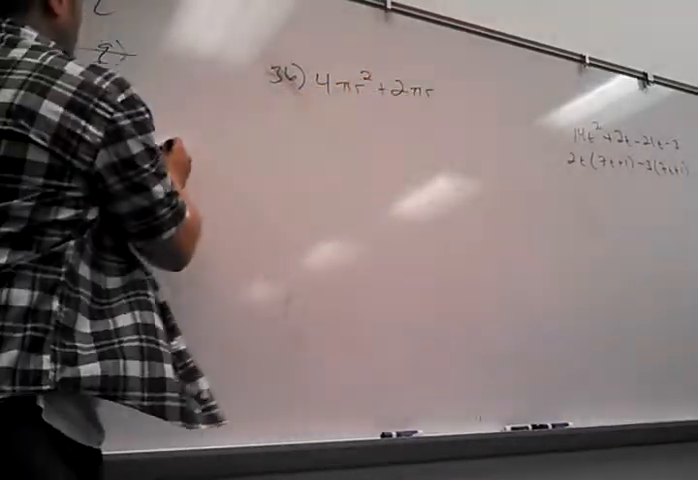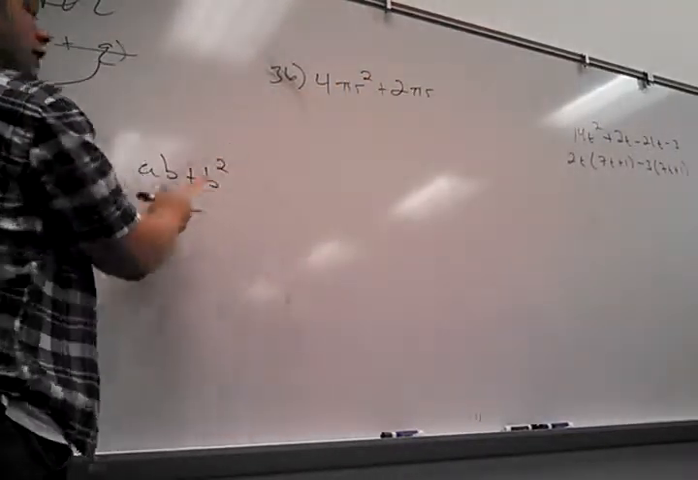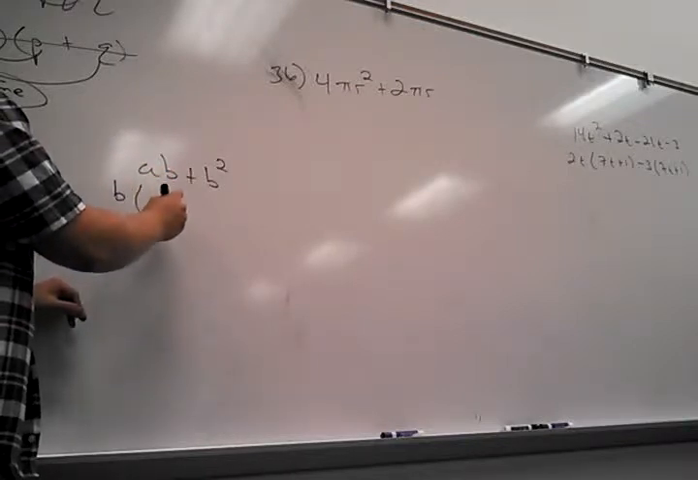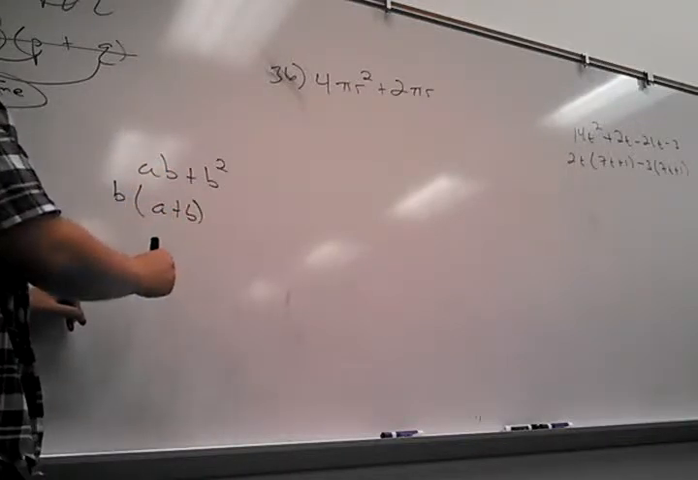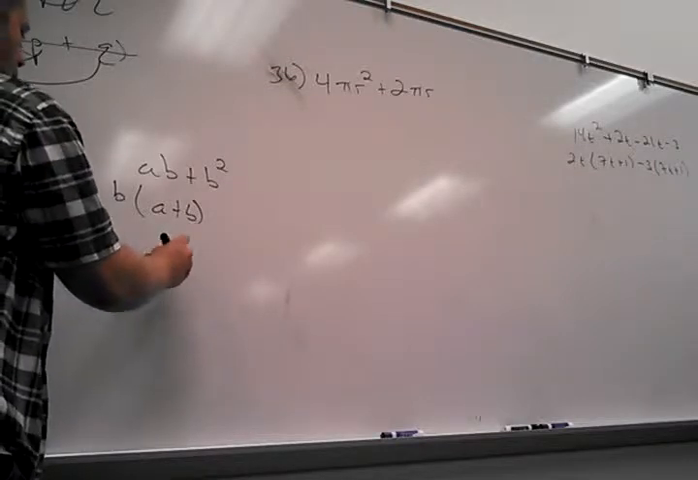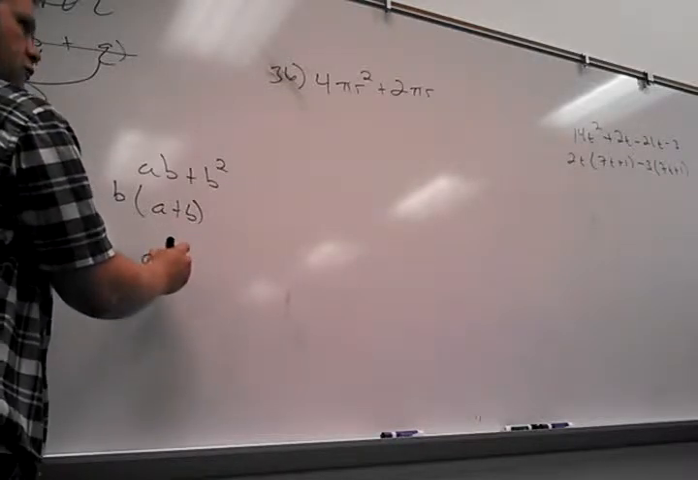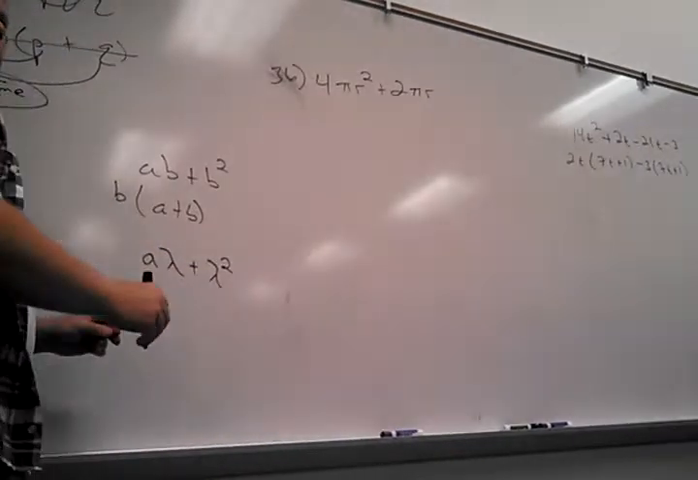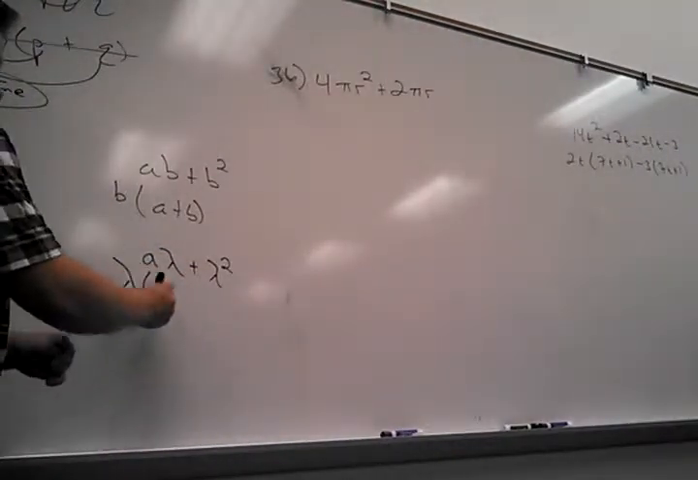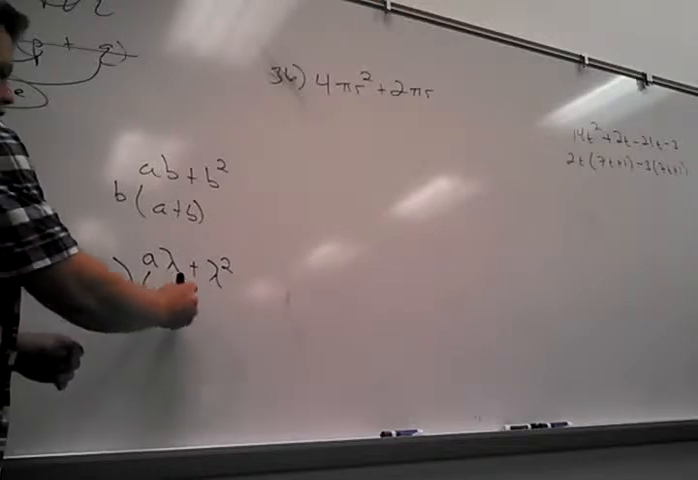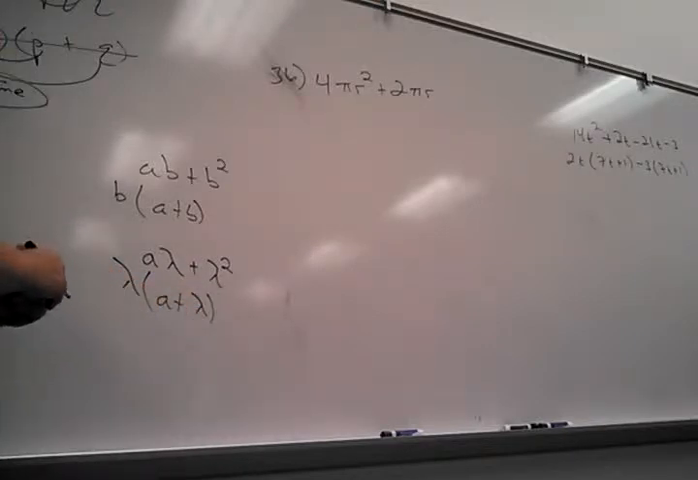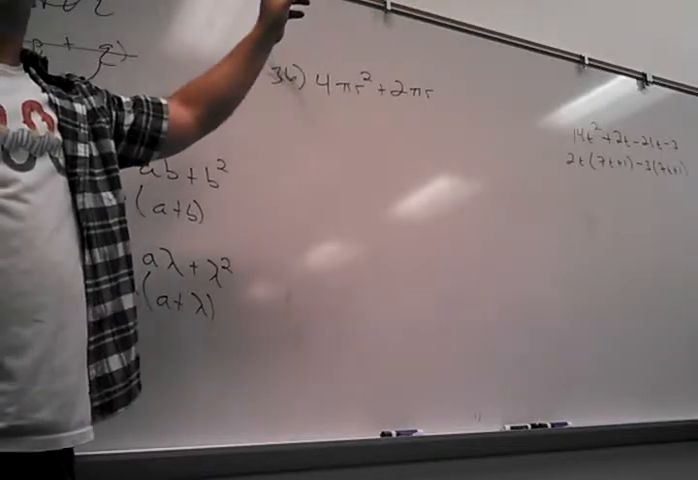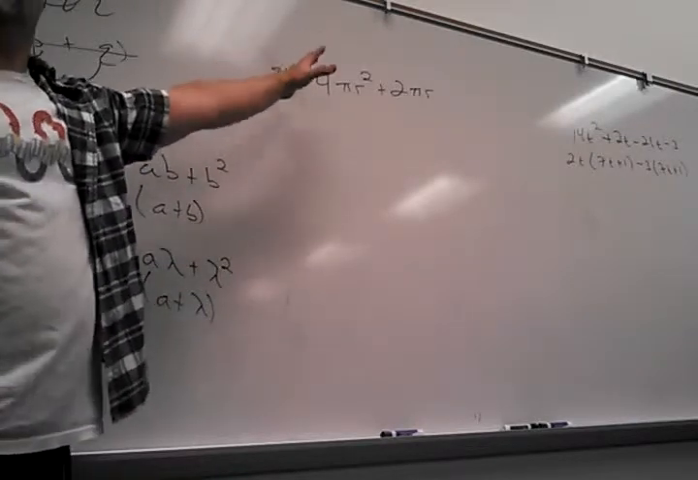How do you factor this? How do you factor AB plus B squared? How do you factor that? Take out a B. A plus B. How do you factor A? Let me show you something weird. A lambda plus lambda squared. Take out a lambda. A plus lambda. There's some Greek for you. All that matters is that is a letter. That is a Greek letter.